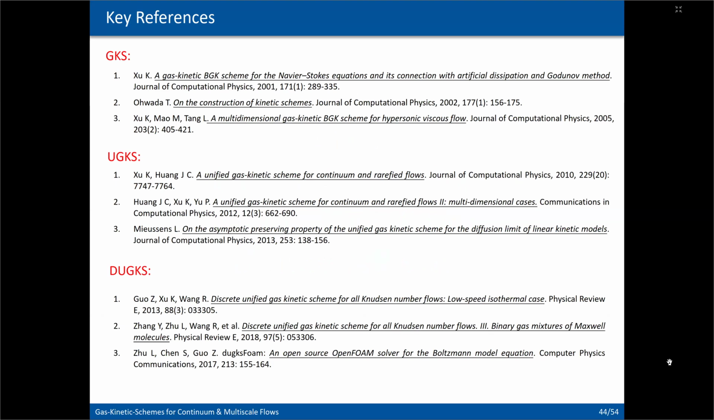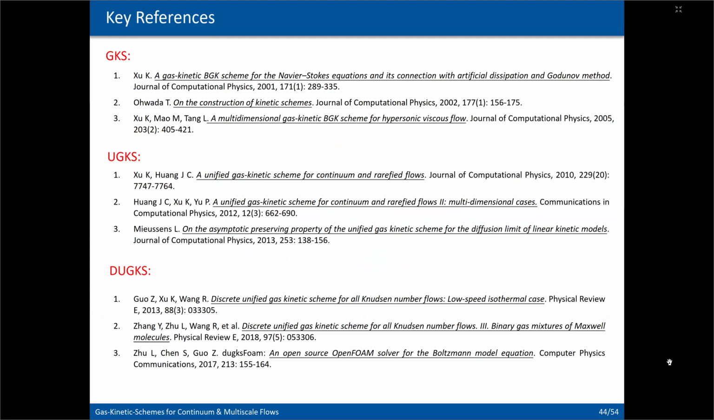Okay. So I have a question about high Mach number flows. If you do high Mach number flow simulations, for example shock structure, and if you use more and more discrete velocities, does your solution get better and better, closer to DSMC, or no?